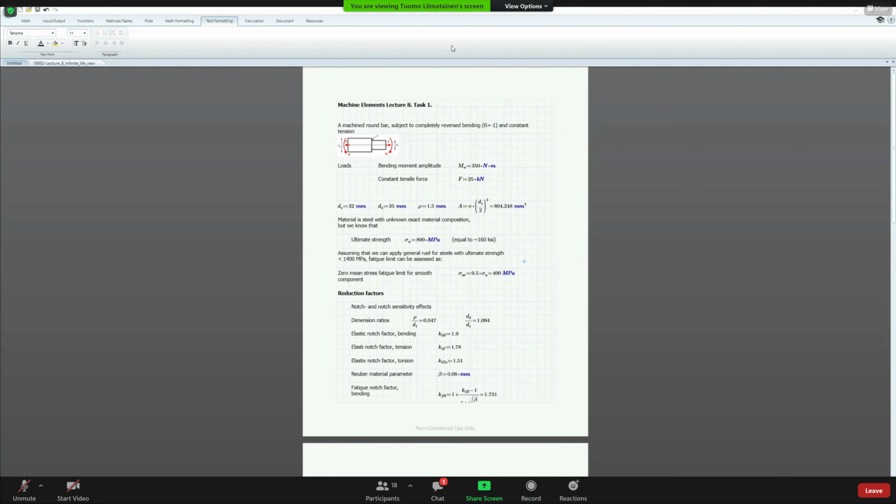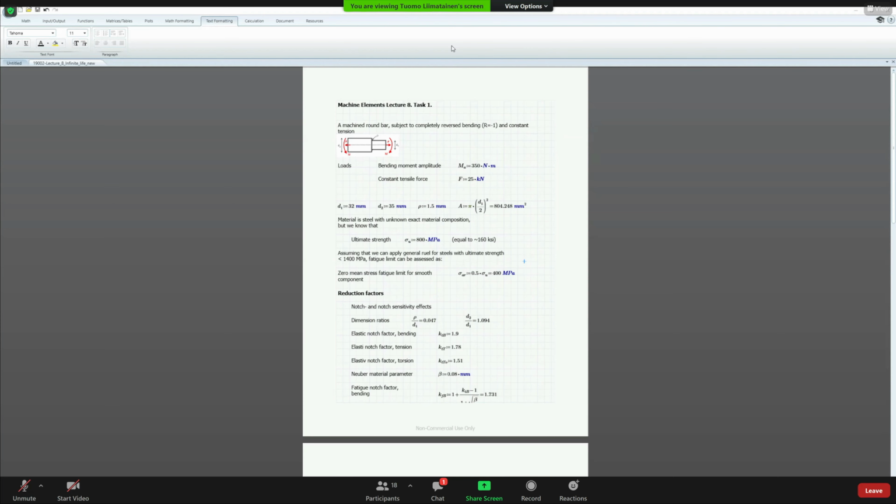So you have a machined round bar, which is subject to, firstly, completely reversed bending, meaning R = -1, and a constant tension. So the bending with the capital M and the constant tension with the force F. And as you know now from previous knowledge from mechanics, hopefully, you can see that the stress amplitude is only coming from the bending, because the bending is the only one which is fluctuating.